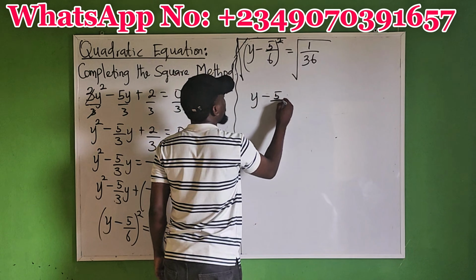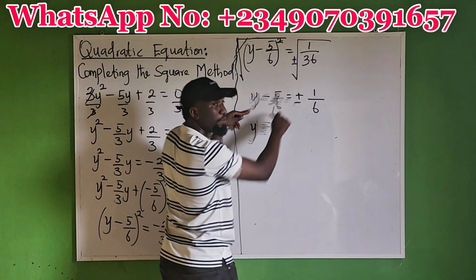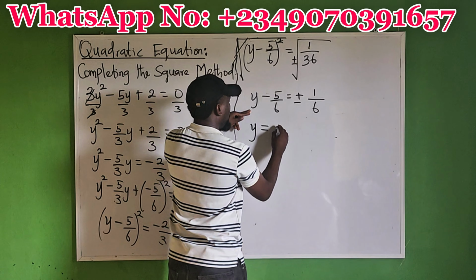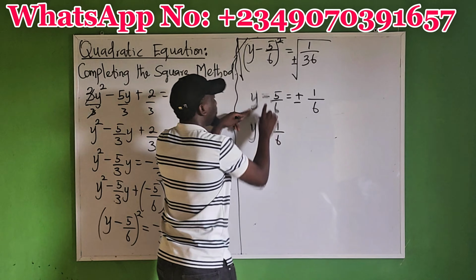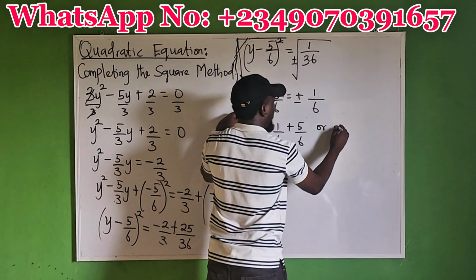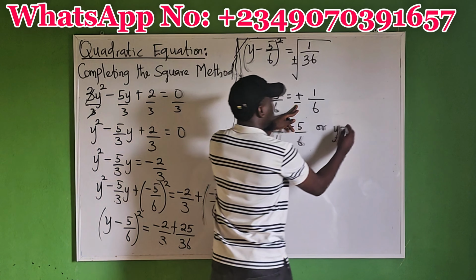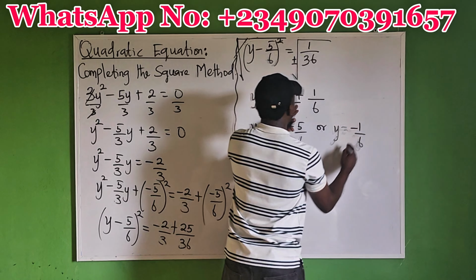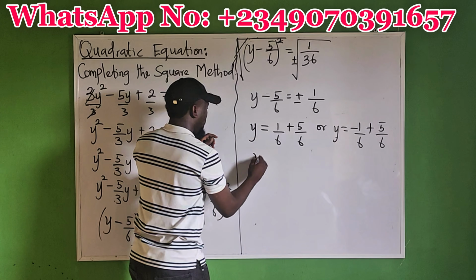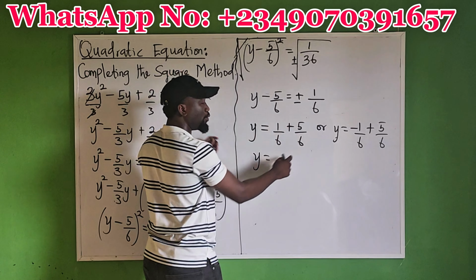What is the square root of 1? That is 1, divided by the square root of 36, which is 6. Now that we have this, we can get y. So y is equal to, pick the positive value first, plus 1 over 6. If this comes in, that is plus 5 over 6. Or y is equal to, let's pick the negative value, negative 1 over 6. If this comes in, that's plus 5 over 6. So y is 1 over 6 plus 5 over 6. We don't need to find the LCM. Why?